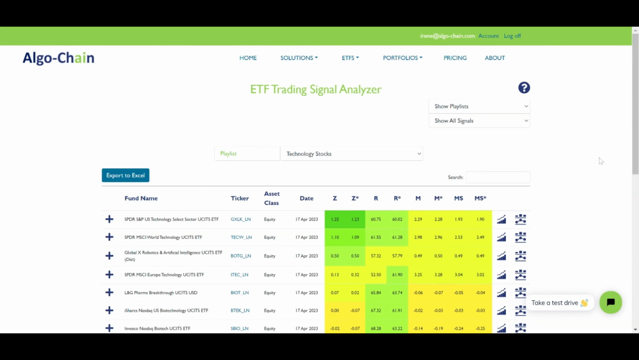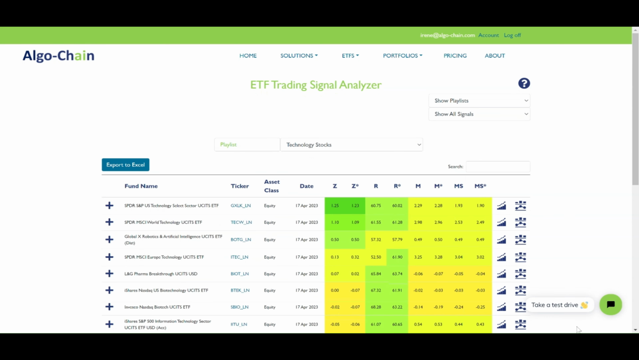The ETF Signals page lets you monitor and select ETFs based on their technical signals. You have two different ways of how you can look at the ETFs. One, where you select Show Playlists. This shows you the signals for any ETFs in your playlist. Very good when I have a list of ETFs that I would like to monitor on a daily basis.